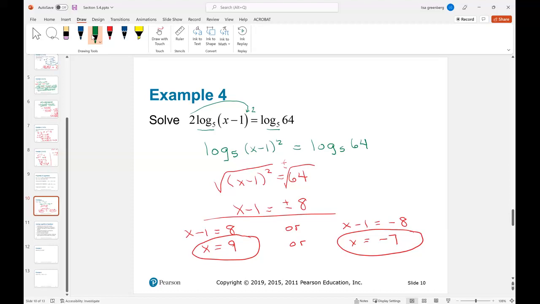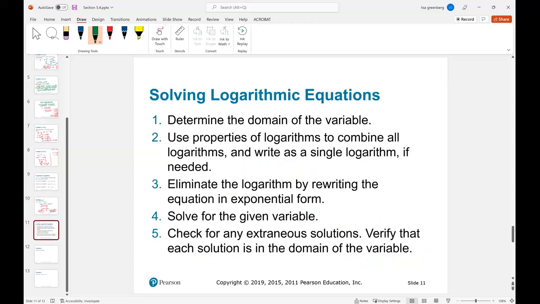I take this number and I plug it back into my original equation. And when I do, x is 9, I get 9 minus 1 is 8. It's positive. So check, that is a solution. But when I plug in x equals negative 7, I get negative 8. And we cannot take the log of a negative number, which means that the only solution here is x equals 9. Okay? Don't forget that part. You will get it wrong otherwise.